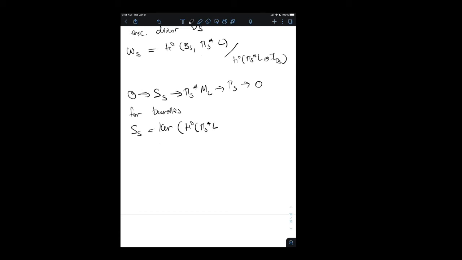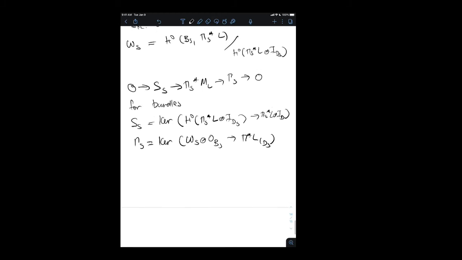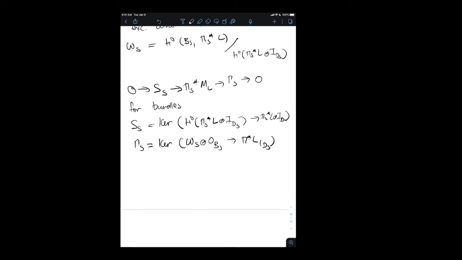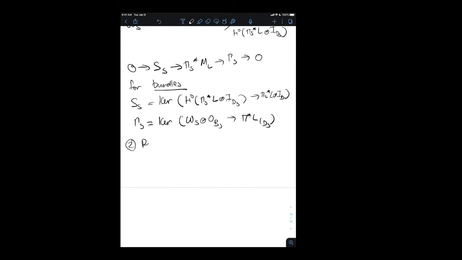So the first one is just, then they're both natural kernel bundles, I_D, π_* of L ⊗ I_D. And then gamma S is the kernel of this map W_S ⊗ O_B to π_* of L|_{D_S}. And what's nice is that now you get this short exact sequence where everything is bundles. Okay, and the second problem is we want to remove dependence on the choice.